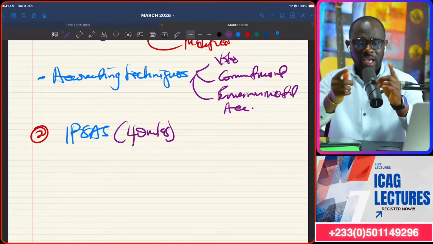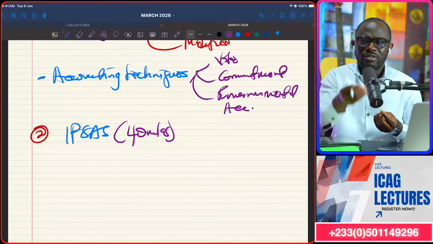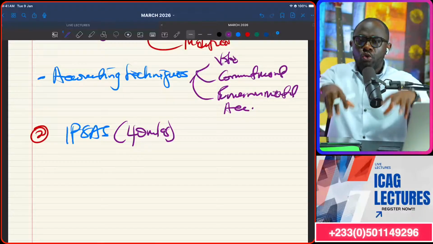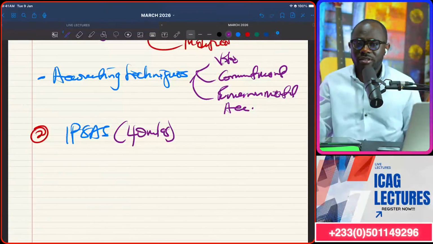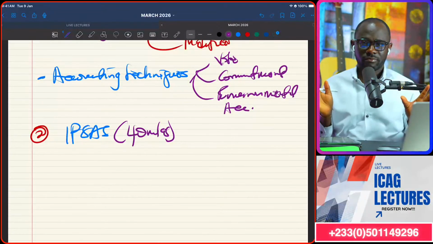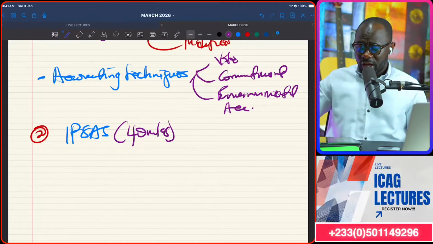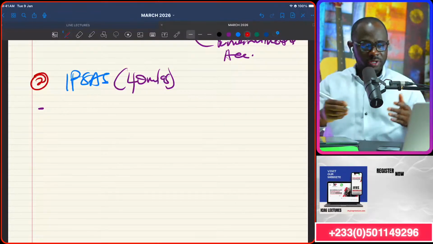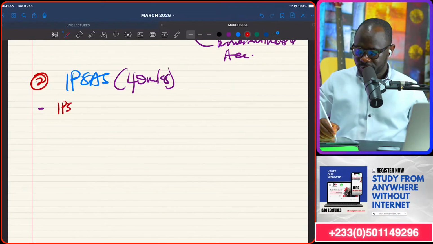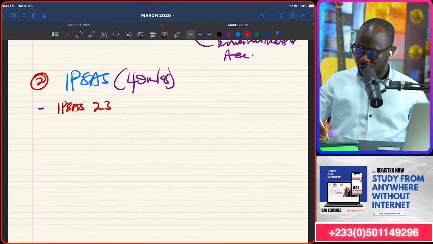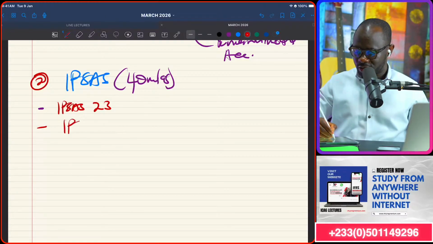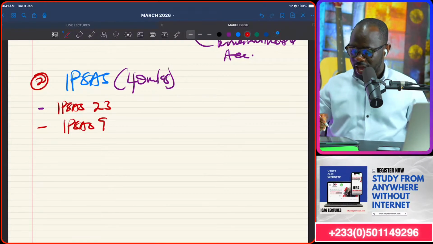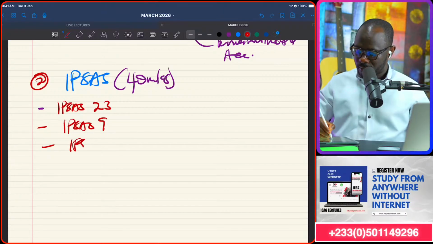What does that mean? It means as a public sector accounting and finance student, you must be strong in the accounting standards, the IPSAS. And there are a lot of the IPSAS that you must know about. When it comes to the revenue environment, you are going to be talking about IPSAS 23, revenue from non-exchange transactions. IPSAS 9, revenue from exchange transactions.